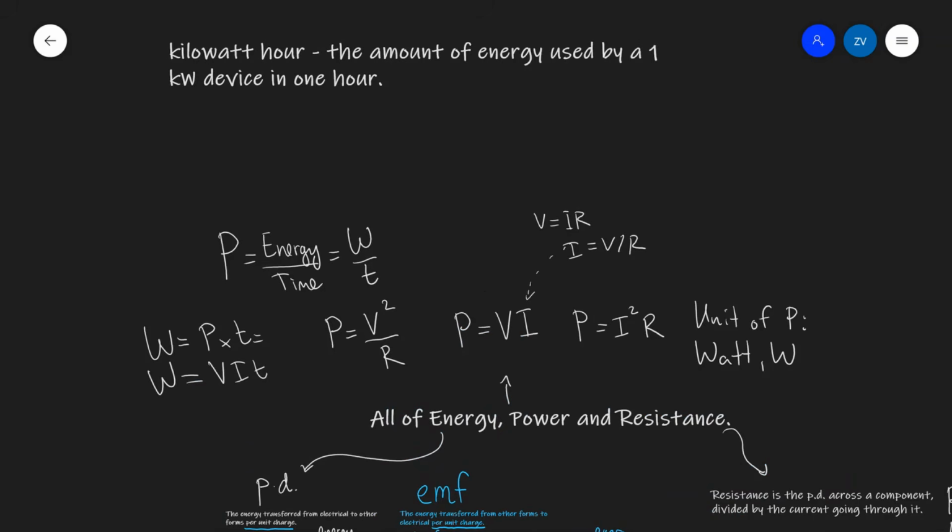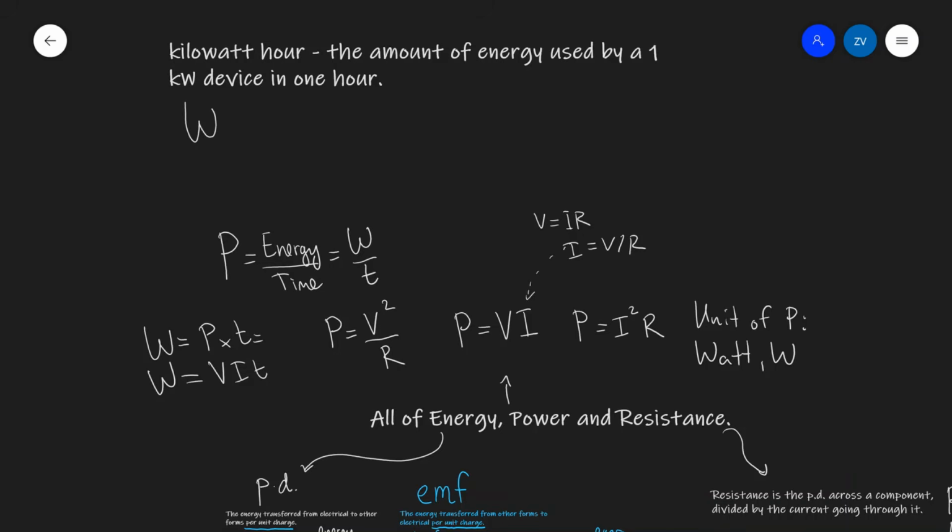Finally, we're going to be revising the kilowatt hour, which is the amount of energy used by a 1 kilowatt device in 1 hour. I want to stress that the kilowatt hour is a unit of energy. That's because 1 joule is actually a very tiny amount of energy. Here is where the kilowatt hour actually comes from.